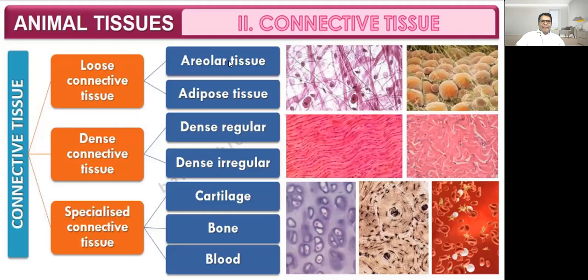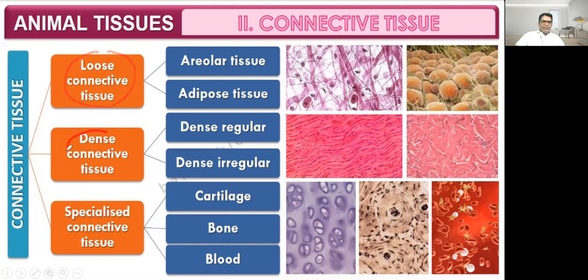Now the classification of connective tissues. Connective tissues are of three types. First is loose connective tissue. Second is dense connective tissue, and third is specialized connective tissue. The loose connective tissues are also subclassified into areolar tissue and adipose tissue. So areolar tissue as well as adipose tissue are loose connective tissues.